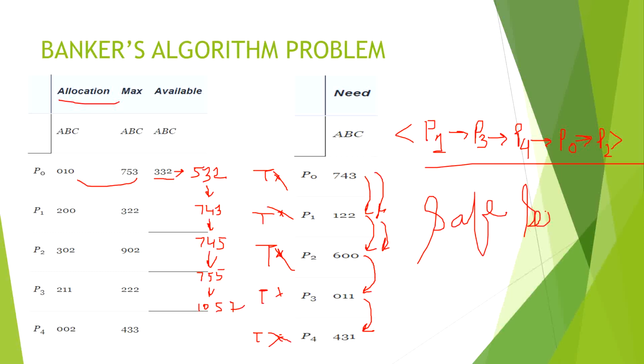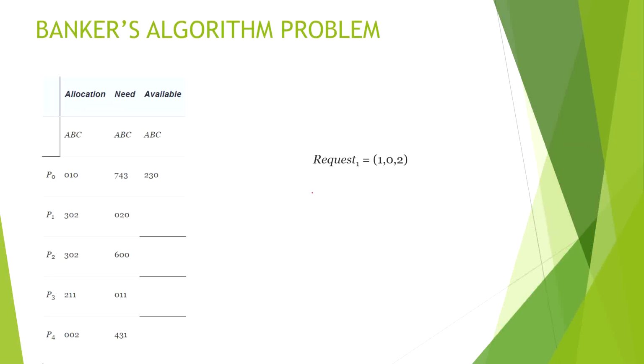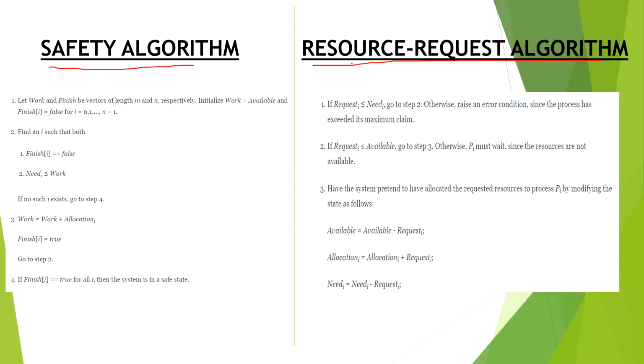Safe sequence. So this is all about the safety algorithm. Okay, now we are getting another type of thing, like if any process is requesting any other resources, means 102, will it be allocated in a safe sequence manner or not? Okay, so for this process we need another type of algorithm which is known as the resource request algorithm. So I think I should explain this algorithm in the next video.